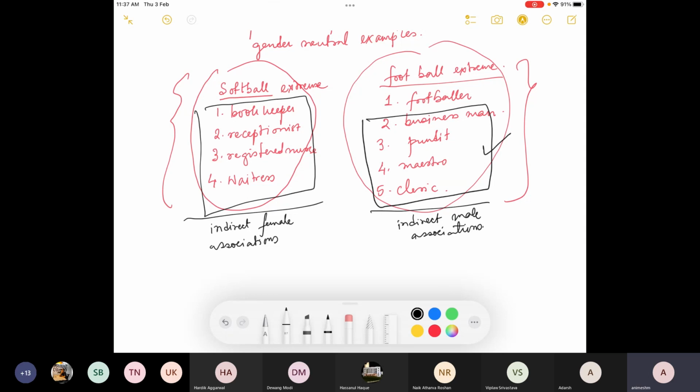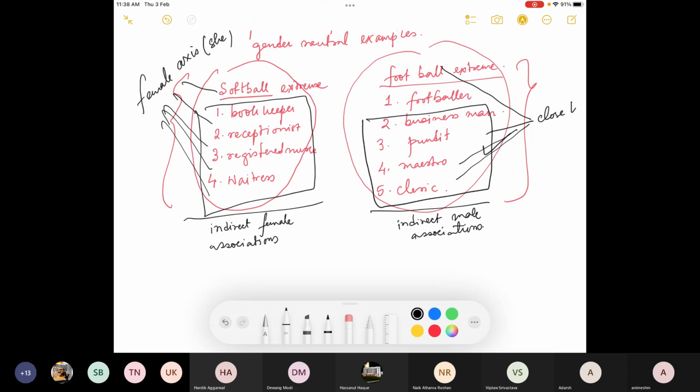So you see, these words themselves are unrelated, but they become related in the vector space, or they get closer to each other in the vector space, because of all of them being close to the female axis, say, for example, the she vector, whereas these guys, all of them are close to one another, kind of forming a cluster, because they are close to the male axis, say, for example, he.